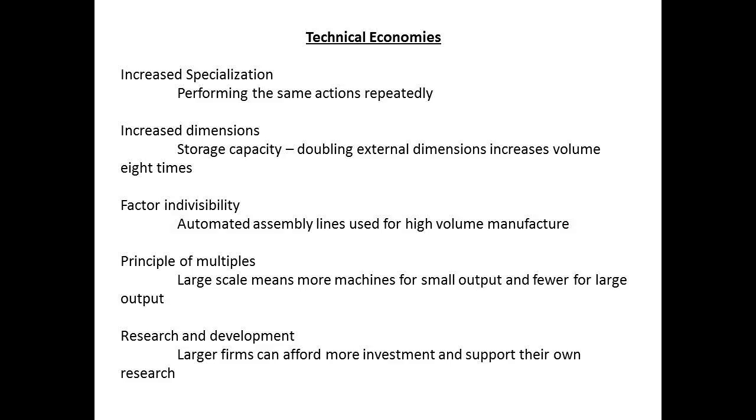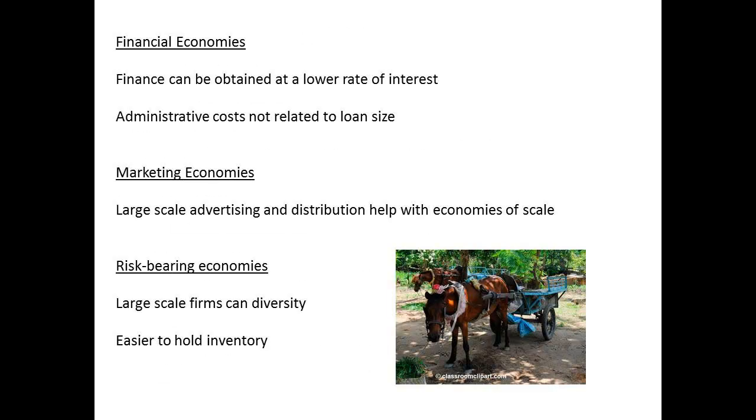Where a number of different machines are used in production, then a large manufacturer can have more of the machines that are needed most. The cost for all firms is research and development. The larger firms can afford to invest more and support their own research.